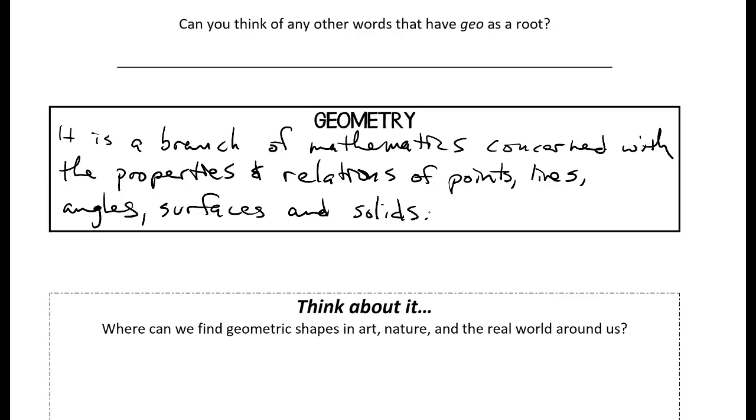So in this course we're going to have a lot of vocabulary, and in order for you to be successful you're going to need to know all the words. Some of the most important ones are in this definition: points, lines, angles, surfaces, solids. We're going to be studying all of these.